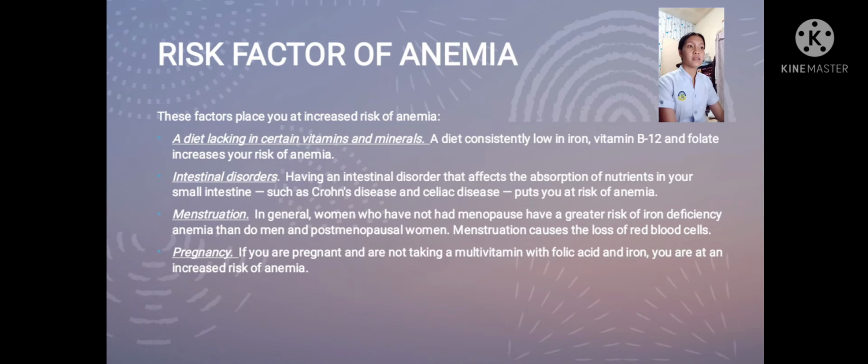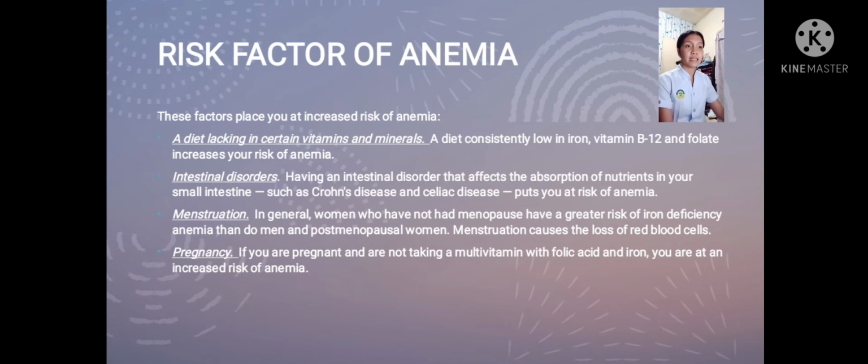Next is intestinal disorder. Having an intestinal disorder that affects the absorption of nutrients in your small intestine, such as Crohn's disease and celiac disease, puts you at risk of anemia. Next is menstruation. In general, women who have not had menopause have a greater risk of iron deficiency anemia than men and post-menopausal women, because menstruation causes the loss of red blood cells.